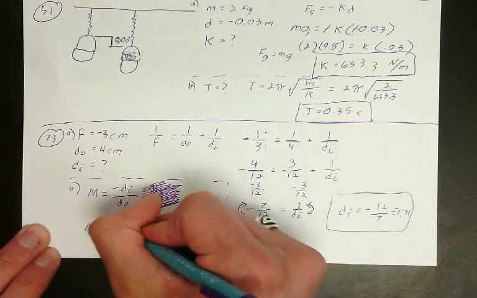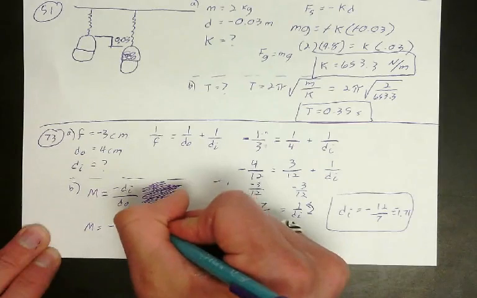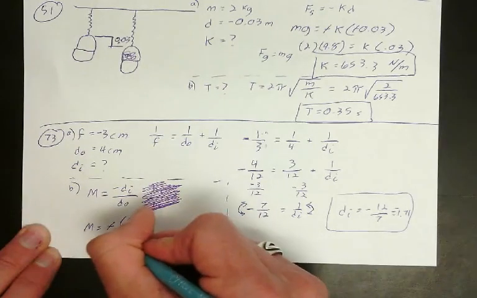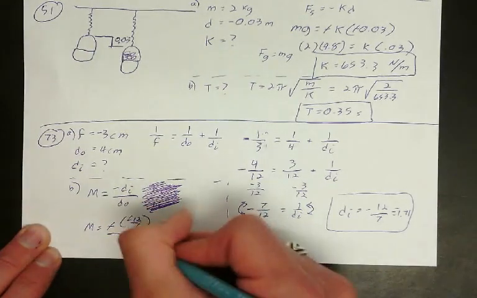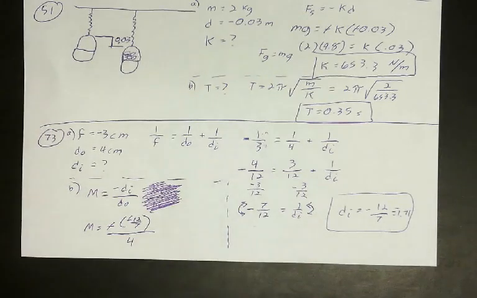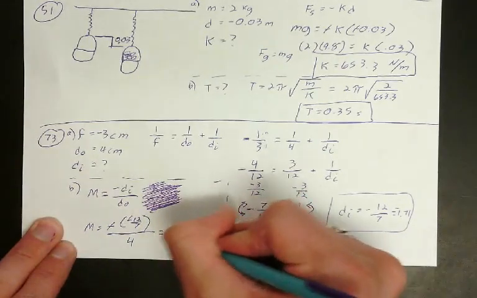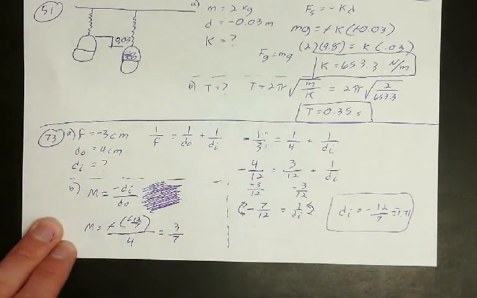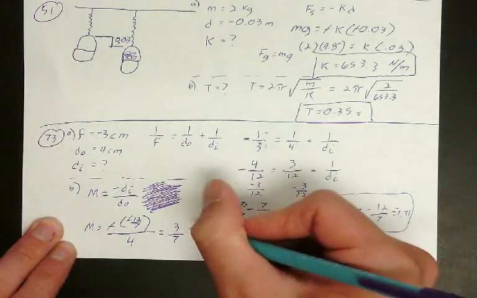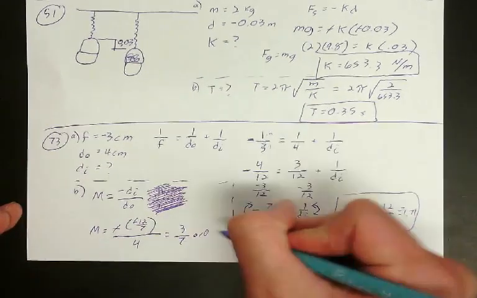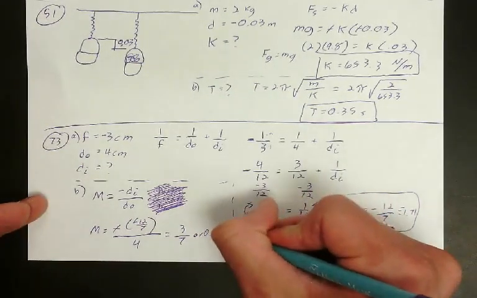Magnification equals negative 12 over 7. So the two negatives will cancel, and you get a positive answer, over DO, which is 4. And the answer you get there is 3/7, or 0.43.